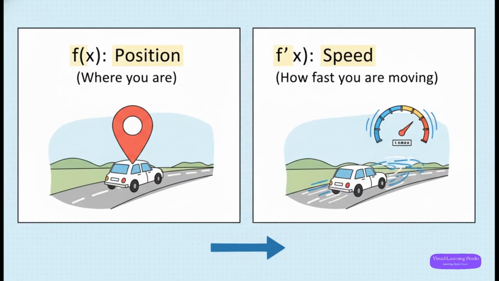So let's break it down like this. In the language of calculus, your position on the road, where you are, that's the original function. We'll call it f of x. But your speed, how fast you're going at that exact spot, that's the derivative, or f prime of x. See? It's that simple. One tells you where, the other tells you how fast.